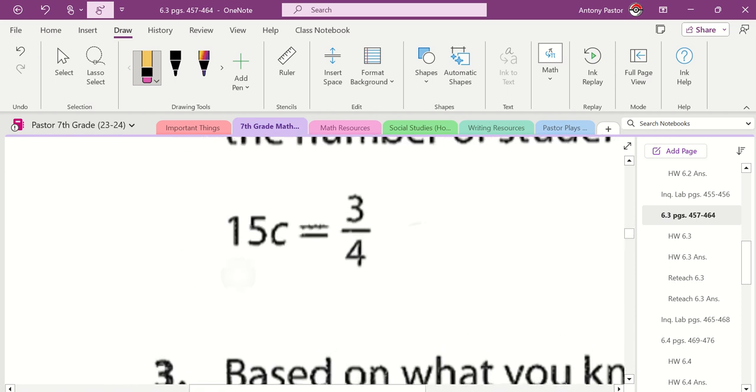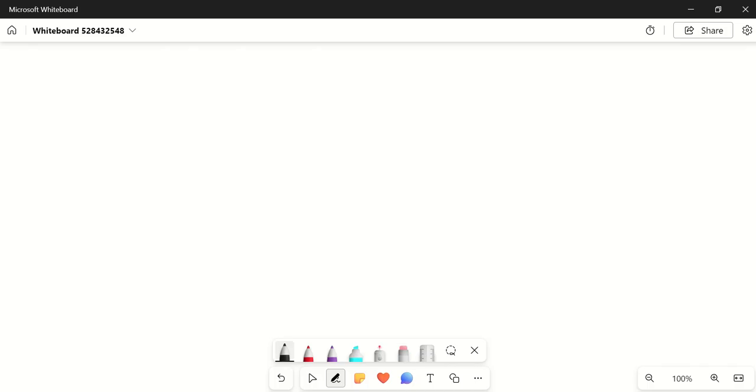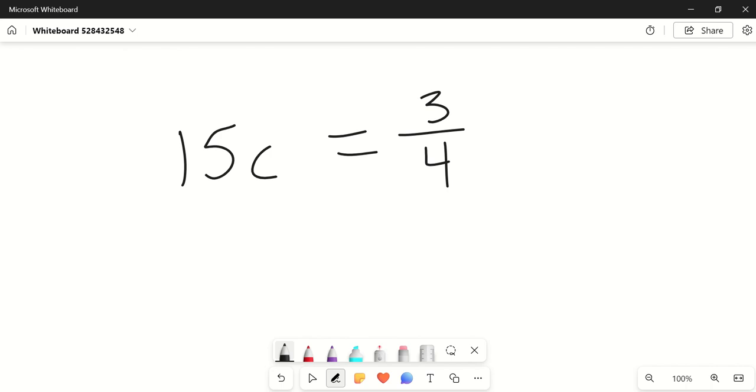This is the one I want to do first. 15C equals 3/4. Some of you guys already looked at this and went, don't psych yourselves out. You guys know how to do this. Now, let's get some people who have not talked yet to walk us through this. Group members, look at that person in your group that has not talked yet.